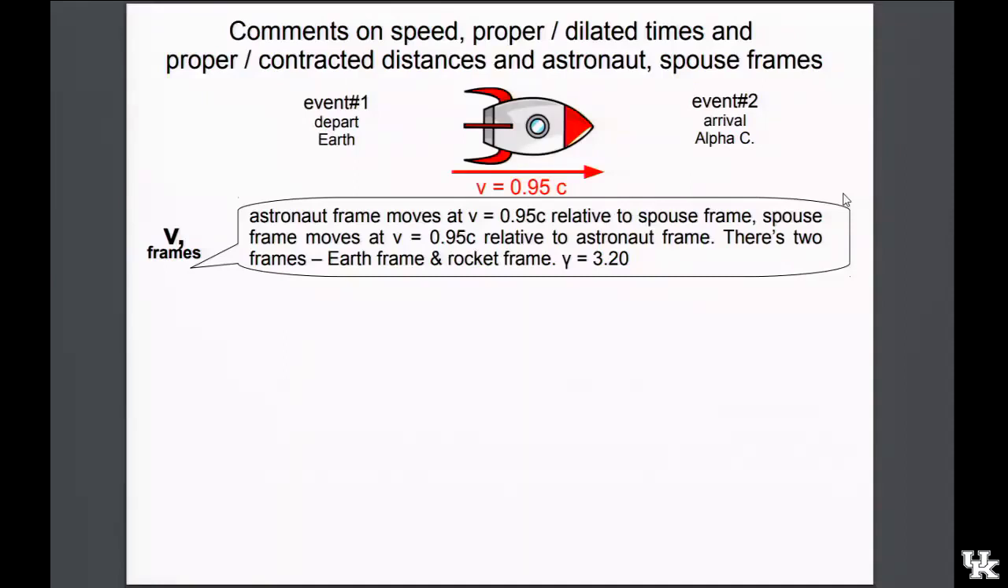First point. As I say, both observers are moving with respect to each other. One's not more privileged than the other one. They define 2 reference frames. There's an astronaut reference frame and a spouse reference frame, or like the rocket ship reference frame and the Earth reference frame. And gamma, the Lorentz factor, is determined by the relative velocity of those two reference frames. So that's an important thing: we've got 2 reference frames in relative motion.